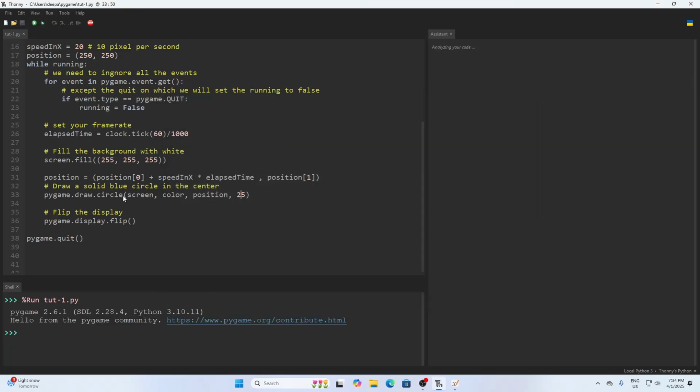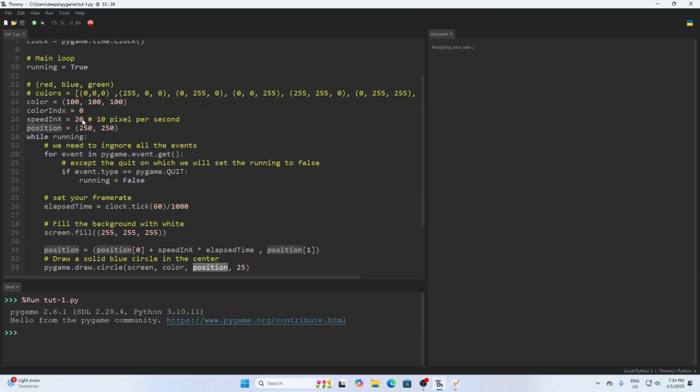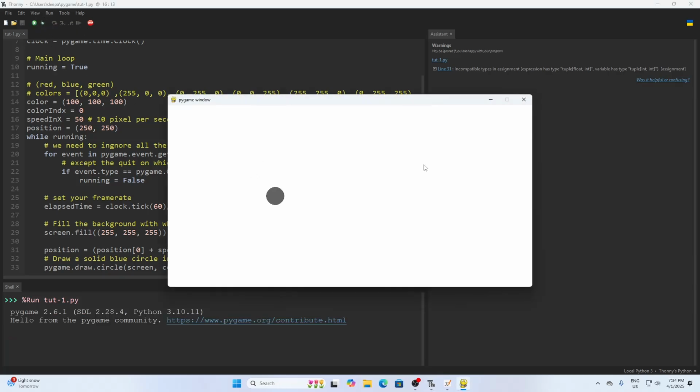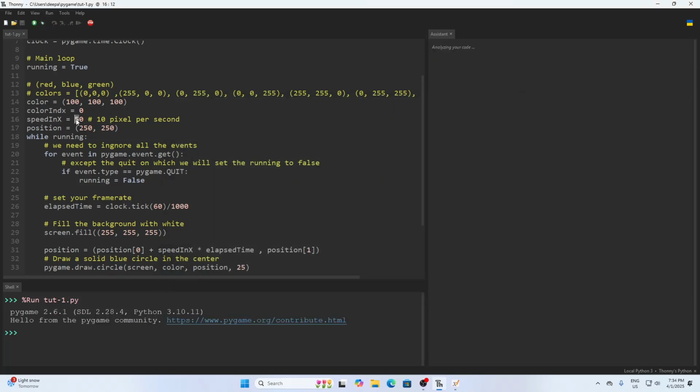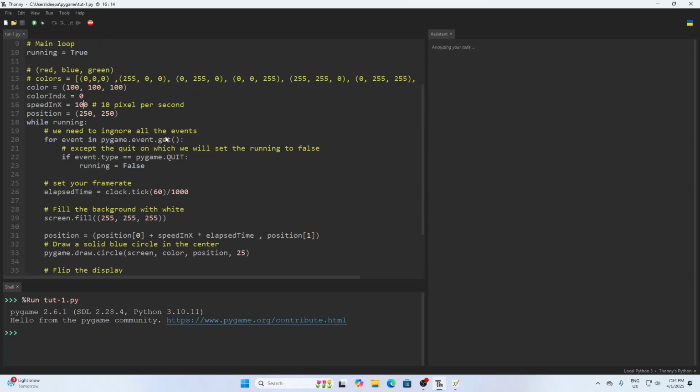Yeah, better. Let's make the ball a little faster. So we'll increase the speed by 50 pixels. Let's make it 50. Maybe double it. No, still not good enough. Maybe make it 100. Yeah, so let's do a little bit more stuff and we'll try to understand.